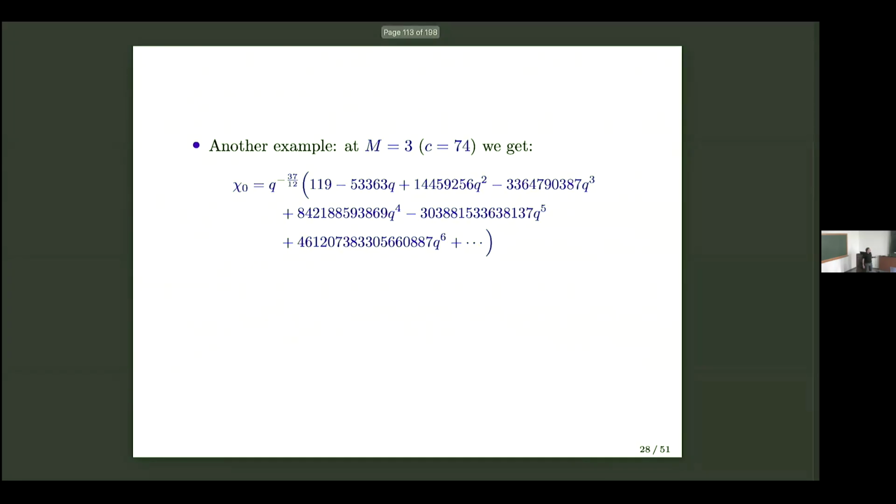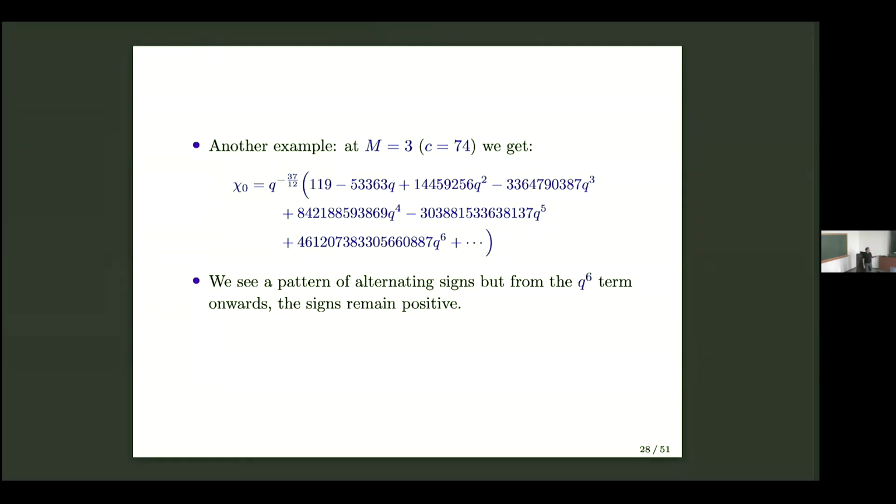Let me give you another example to show you that it's more general. When m is 3, so c is 74, we get here a minus, here a minus, here a minus, exactly 3 of them. And from the q to the 6th term, it remains positive forever. And as m increases, this alternation keeps on for much longer, and there's a point where it changes. You might have noticed the coincidence that 6 is twice 3.